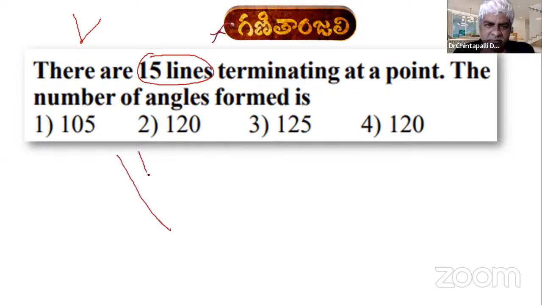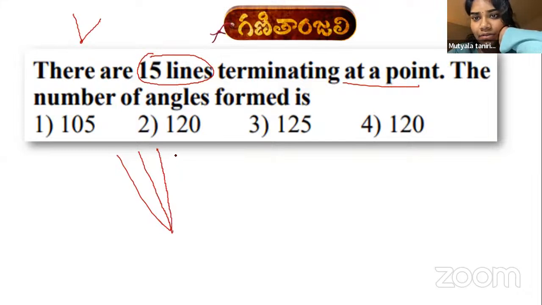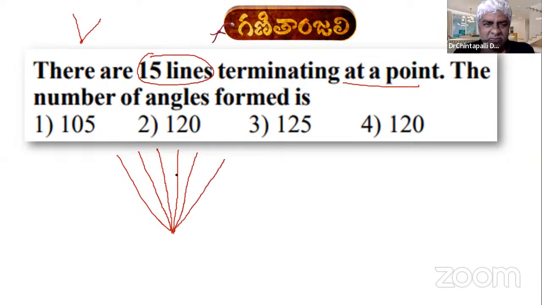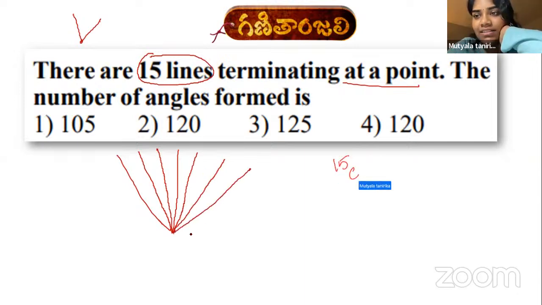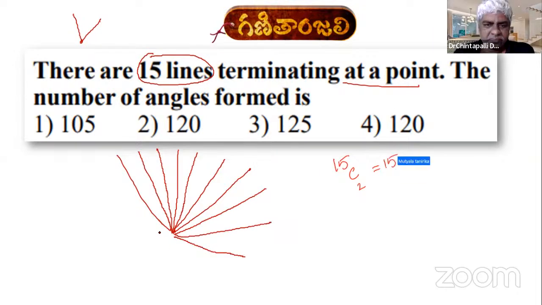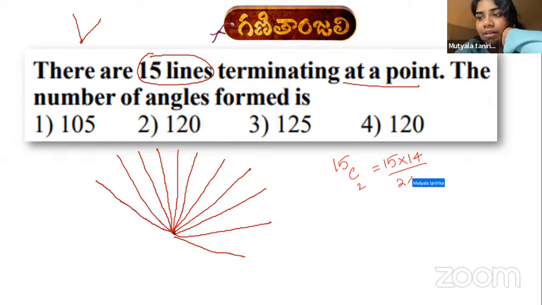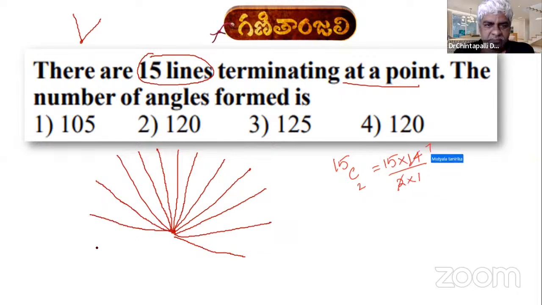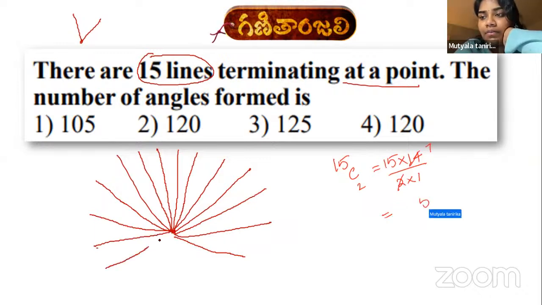Line 1, line 2, terminating at a single point. Is it 15C2, sir? That's good. Very good. So 15C2 equals 15 times 14 by 2 times 1, which is 105, sir. Yes, that's good.